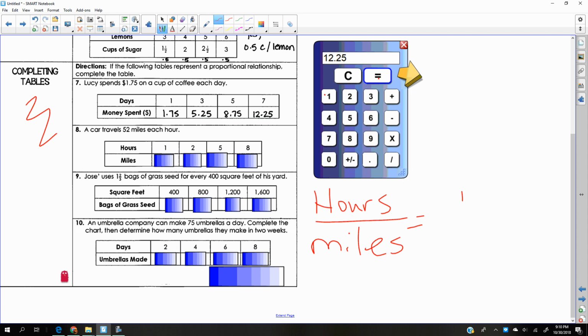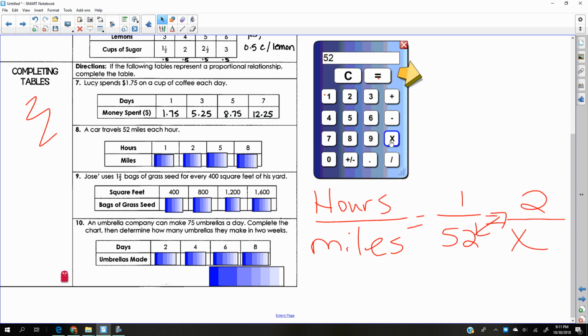So we have, in 1 hour we travel 52 miles. So now we need to know, in 2 hours, how many miles? Cross multiply. 52 times 2 is 104. Okay? Now figure out 5.